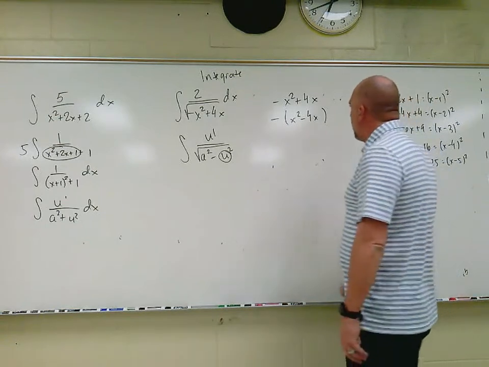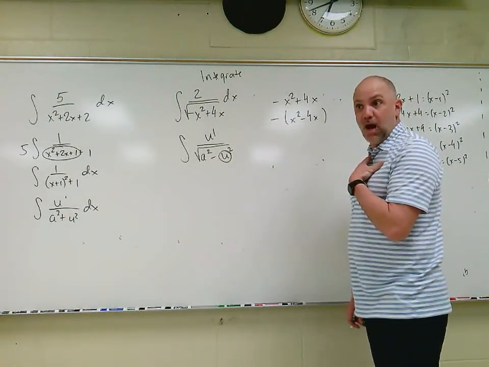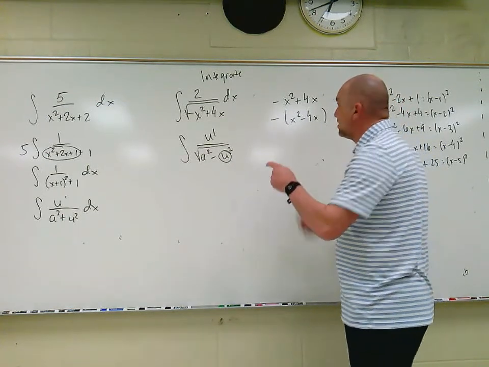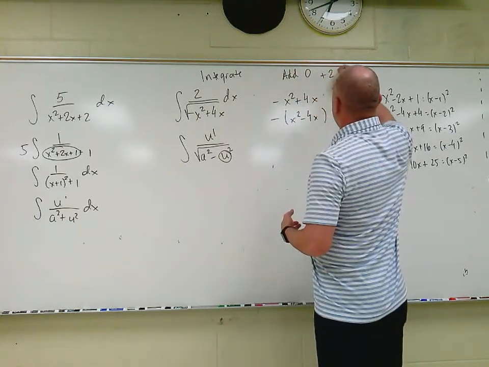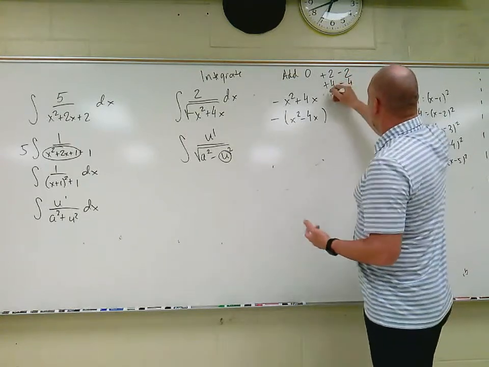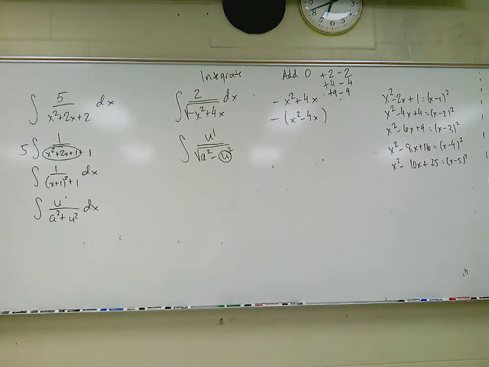So, now you can see there's no other number. So I have to put it there. I have to put what I want, but I also have to keep the problem balanced. So you can always add 0. What I mean by that is I can add 2 and subtract 2. I can add 4 and subtract 4. I can add 9, subtract 9. Whatever I need to do to make it a perfect square trinomial.